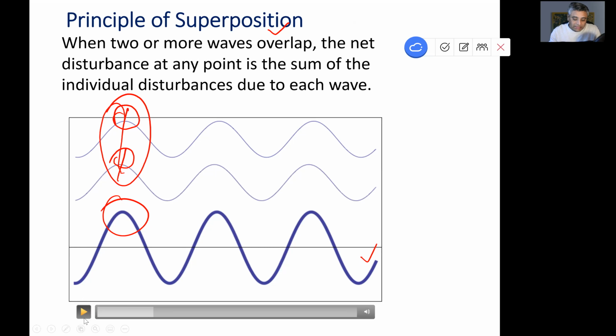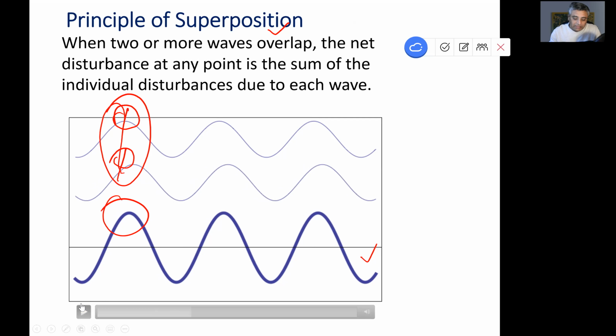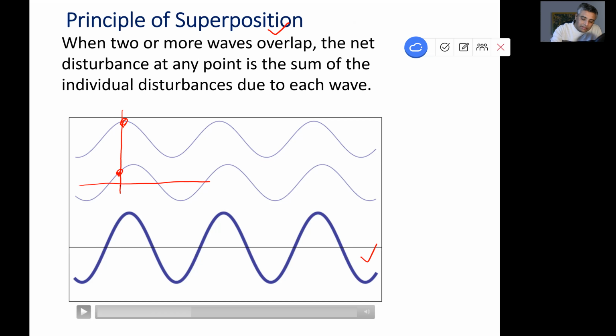Now, let's see what happens when they move a bit further. So now they are not quite lined up. The maximum is here, but over here it is just this much. But for this, it is that much. So what's the result at this point here? That is the result of the sum of this and that.